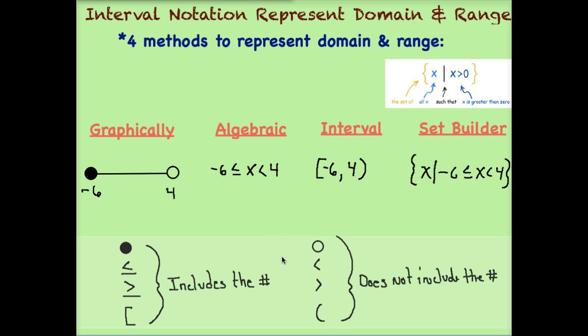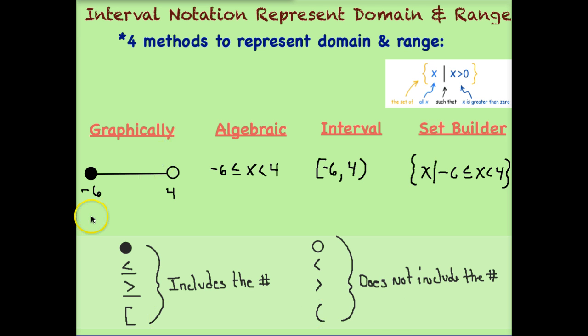Let's go ahead now and summarize what we just said. So a closed circle, a less than or equal to, a greater than or equal to, and a bracket, any of those means that we include the number. If we have an open circle, a less than, a greater than, or a parentheses, any of these mean it does not include the number.